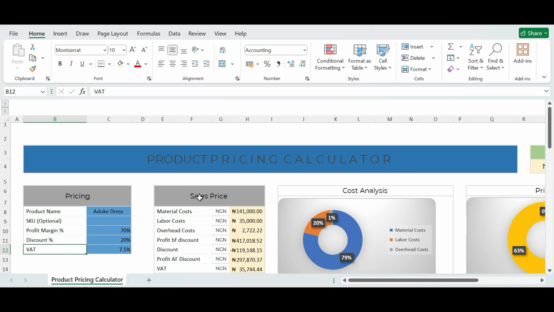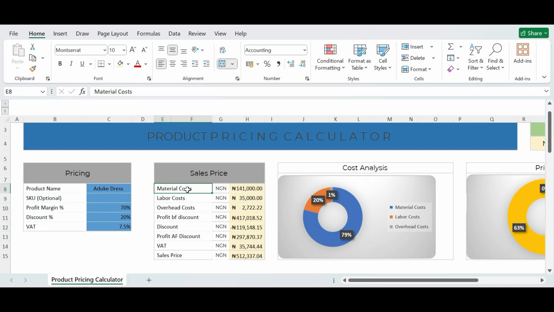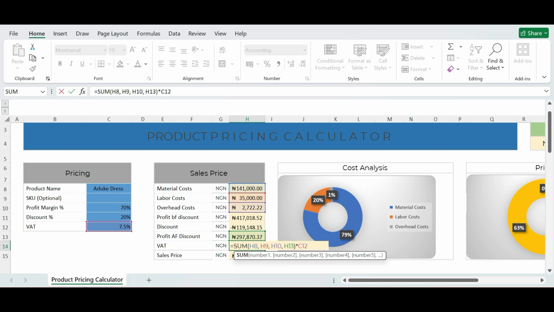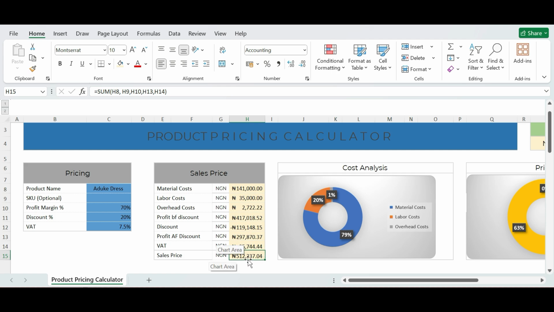Okay, now the components of the sales price. It includes the material cost, the labor cost, any overhead cost incurred in running the business, the profit before the discount. That's if you decide to give discount. It's optional. The profit after the discount, the VAT on it, and then the sales price. Now remember VAT is on the total, right? It's on both the cost and the profit. That's what VAT is on. Okay, and this is the sales price.